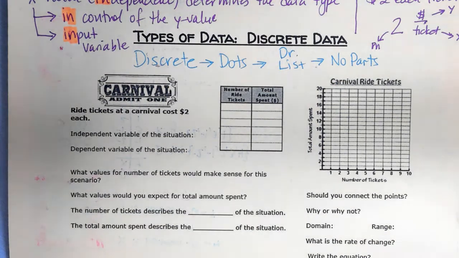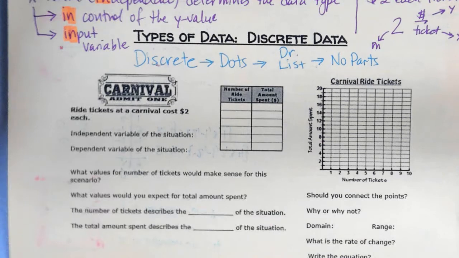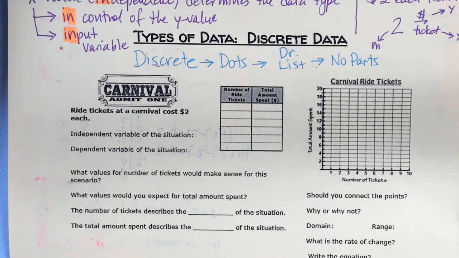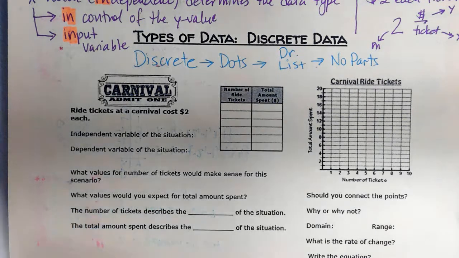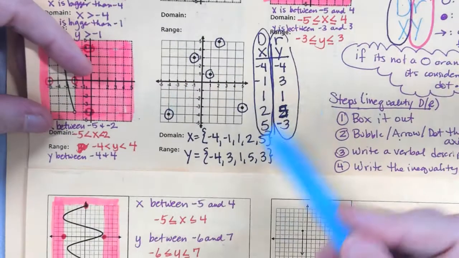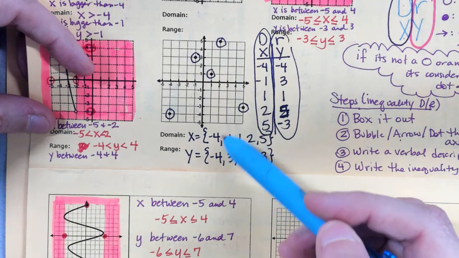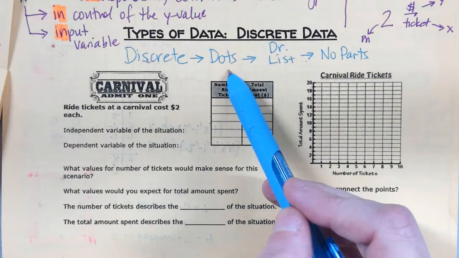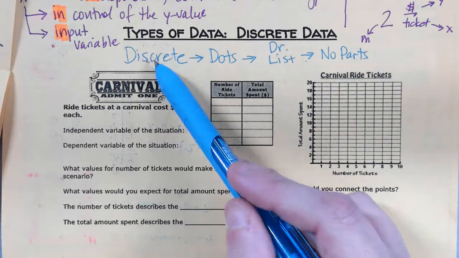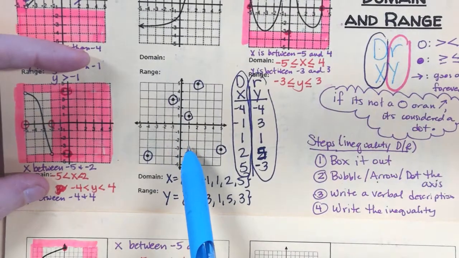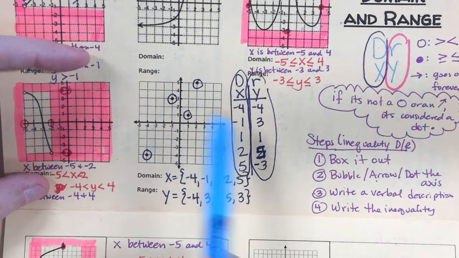Well, if you think about it, we've been talking about domain and range, we've been talking about discrete and continuous for a couple of days. We just haven't been calling it that. Because y'all remember when we did these right here? Remember how our graph was dots and our domain and range was a list? Well, look at that. Dots, domain and range is a list. This data is discrete data. We just weren't calling it that.